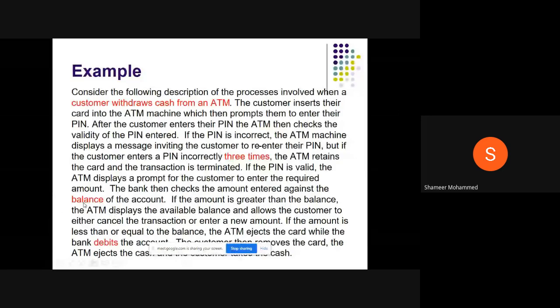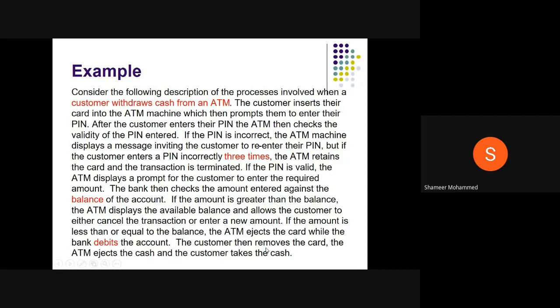So do you have enough amount in your account? Then only it will allow me to take the money. So bank will check the amount entered against the balance of the account. If the amount is greater than the balance, the ATM displays the available balance and allows the customer to either cancel the transaction or enter the new amount. If your amount entered is less than the balance, then khalas, take the money.